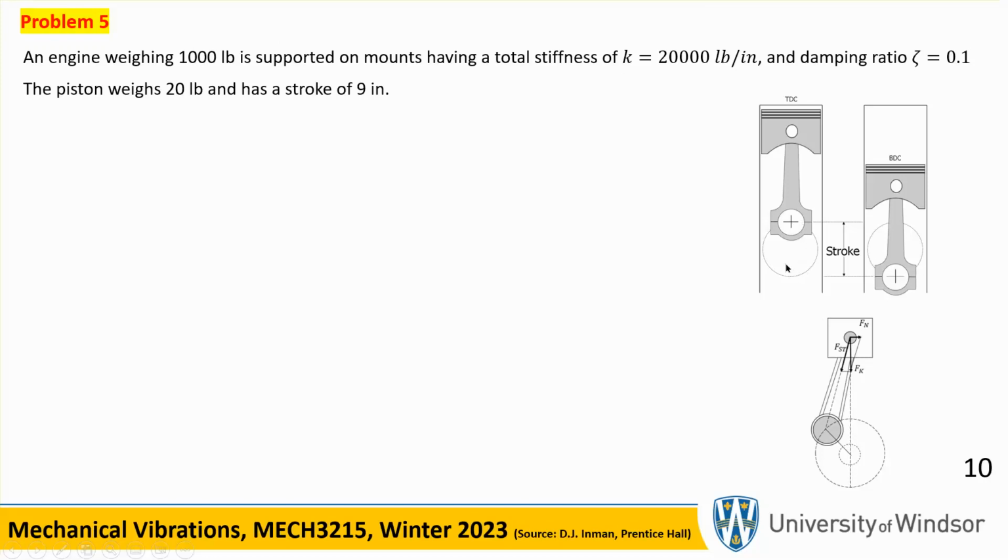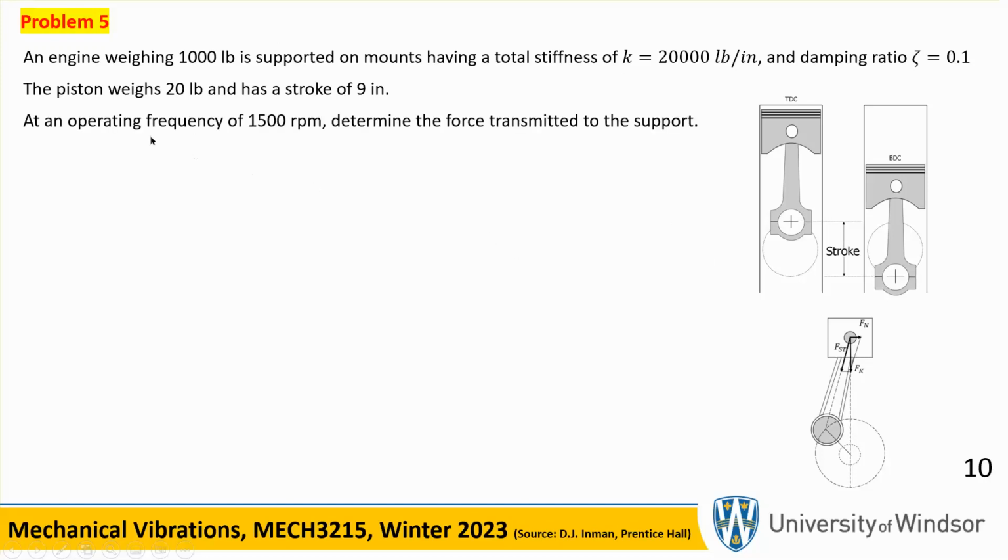Stroke is the distance between the top dead center and bottom dead center. Now, we have the operating speed. We want to know the force transmitted to the support, okay? So when you look at this problem, it's the category 1 problem where you have a harmonic load specified, and we want to find the force transmitted.